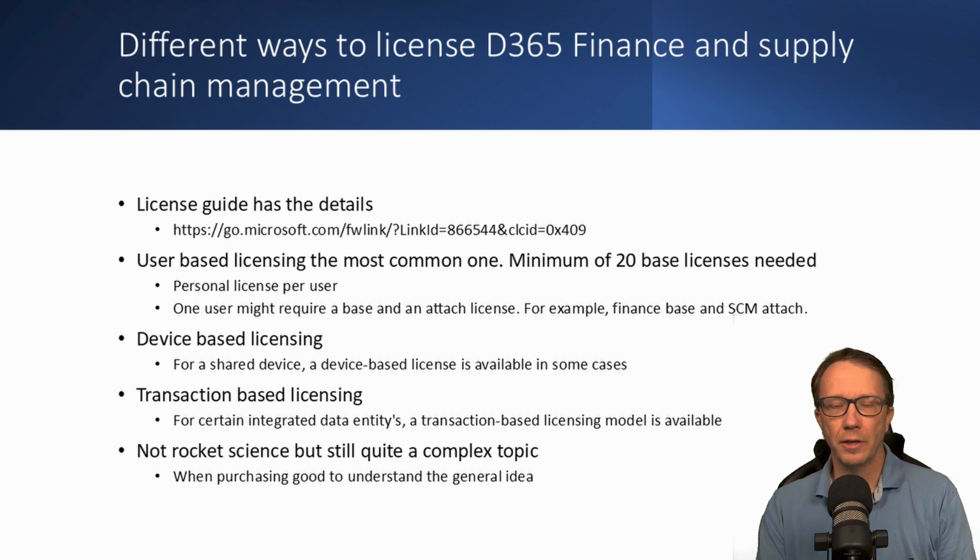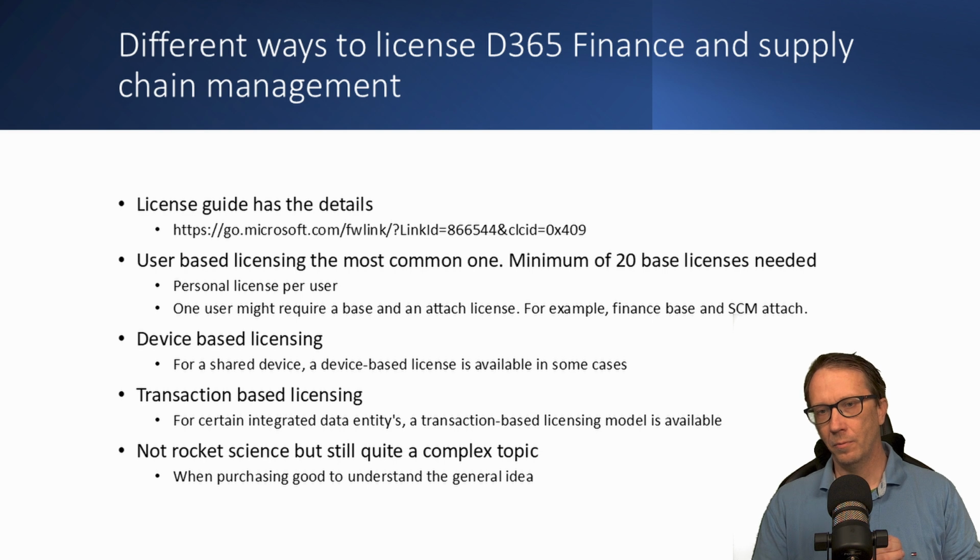The most common way to license the system is user-based licensing, and you must have 20 base licenses to get the environments up and running, because the environments are part of the licenses as well, or 3 environments are part of the licenses. It's a personal license per user, and even though it's one unified system, one user might require more than one license, meaning that if the user is doing their daily tasks in finance, they need a finance license.